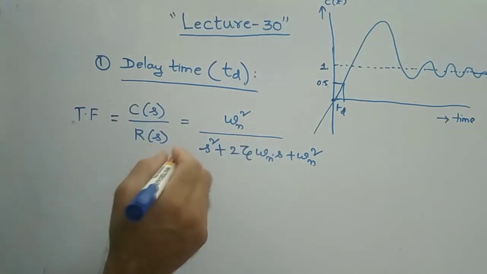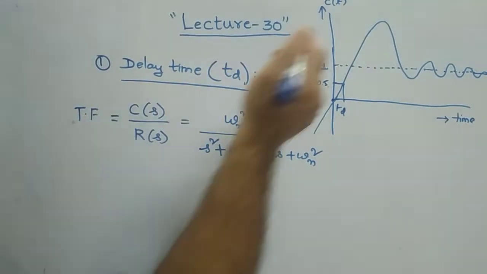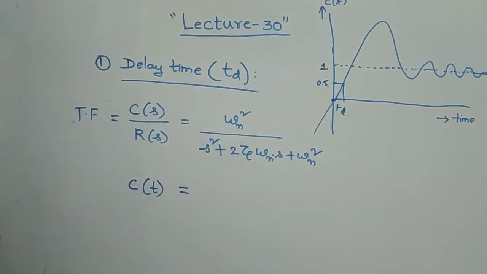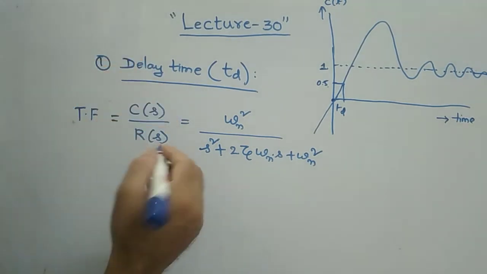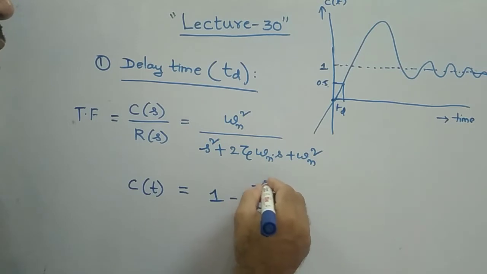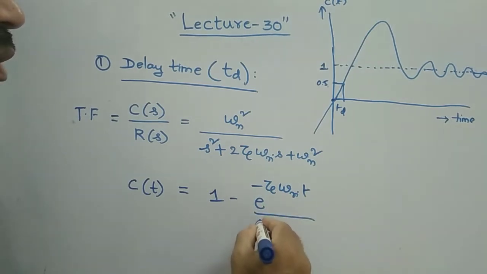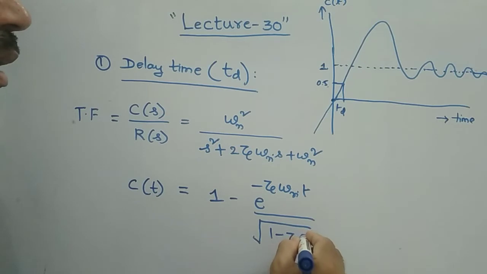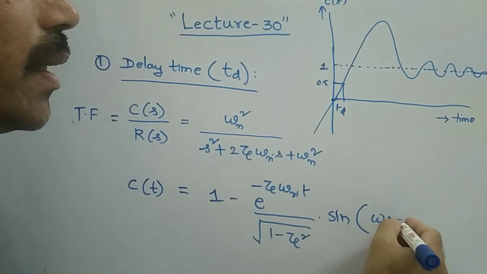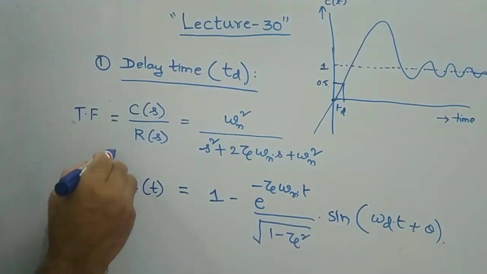For this system, by applying the input R of S as a step input, only then will you get this type of response. Then what is the expression for C of t? In the previous presentation, we have seen that C of t is equal to 1 minus e power minus zeta omega n t by square root of 1 minus zeta square into sine of omega d t plus theta. This is your expression for C of t.